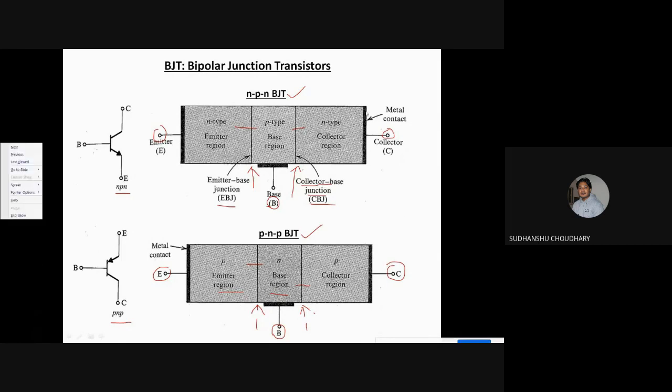And then of course we have metal contacts on the collector side, emitter side, and base side. These metal contacts are required so that power supplies can be connected to base, emitter and collector.